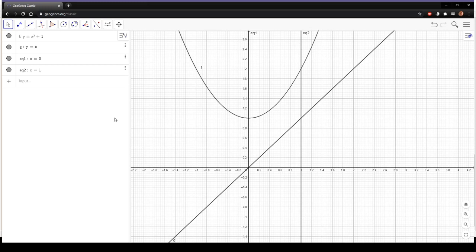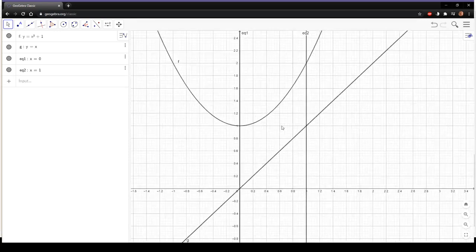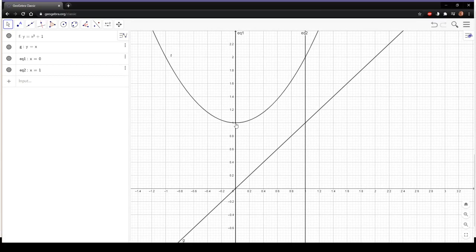So just to show you what I mean by all this vertical slice business, let me do things a little bit differently. Because really, all that we're interested in is the bit of the curve that lies between these two vertical lines, right? We don't actually need the whole parabola. So you know what we can do?